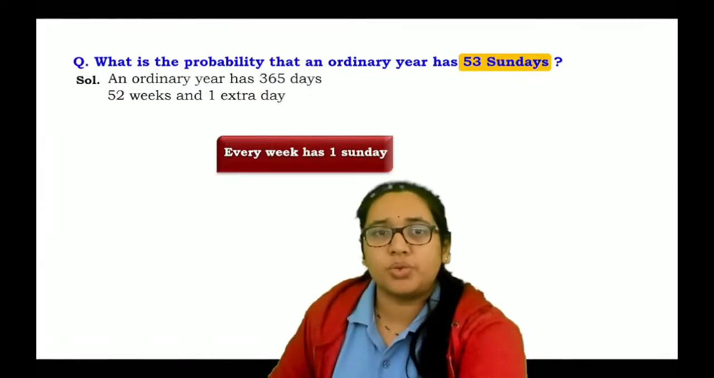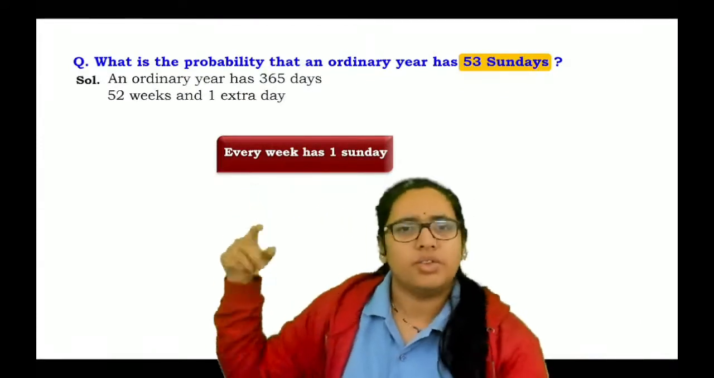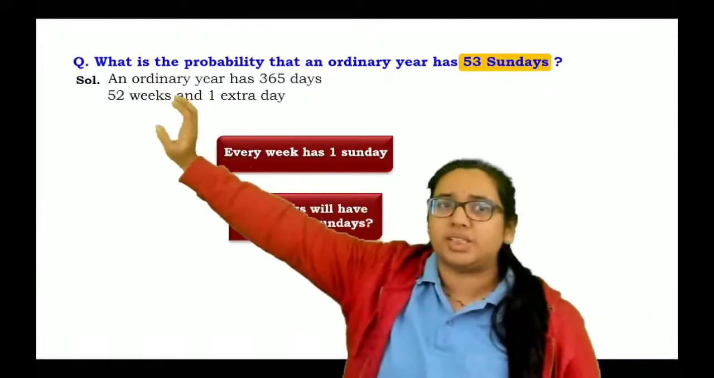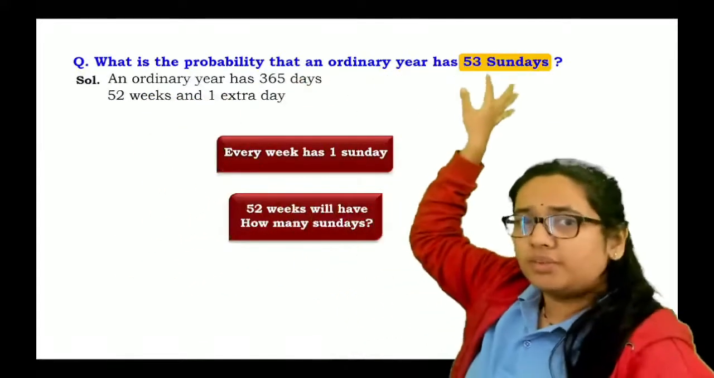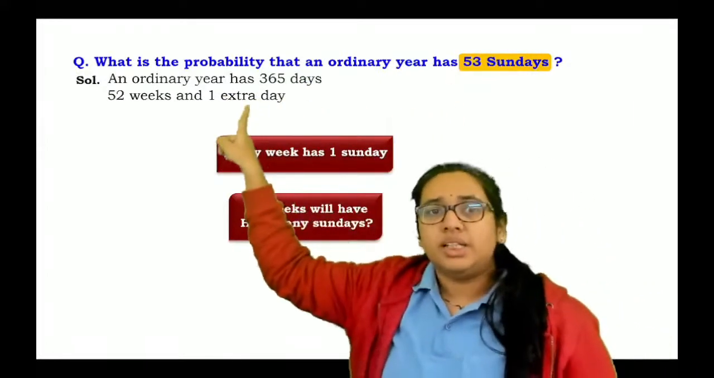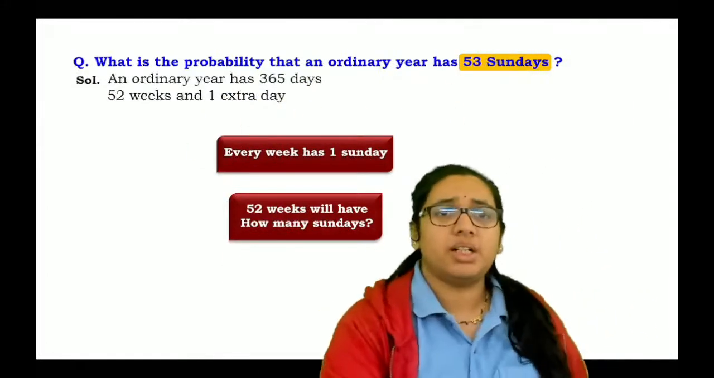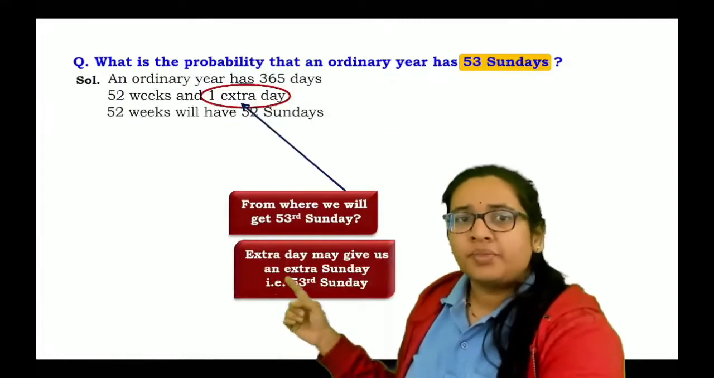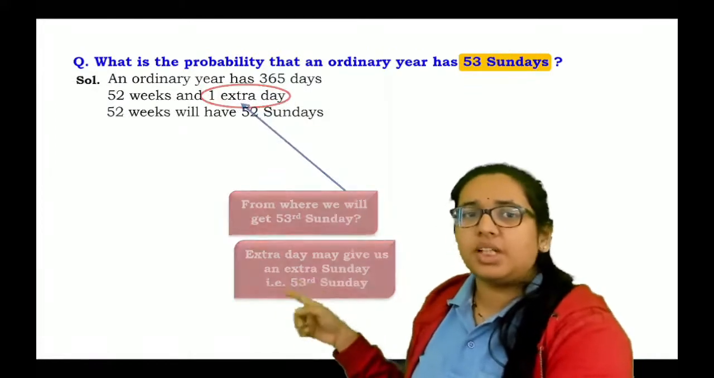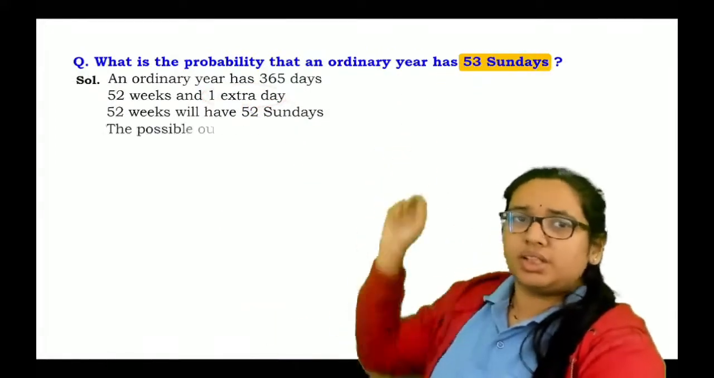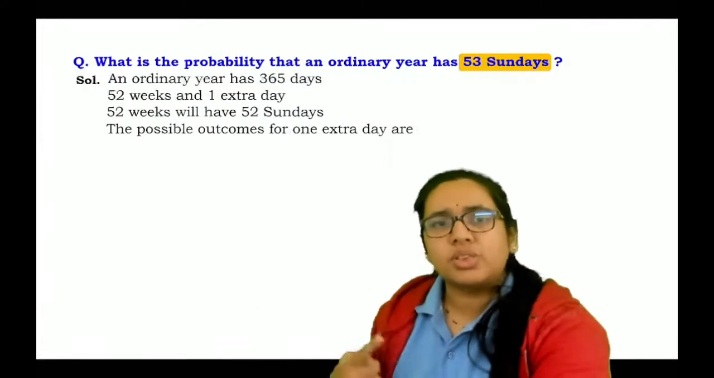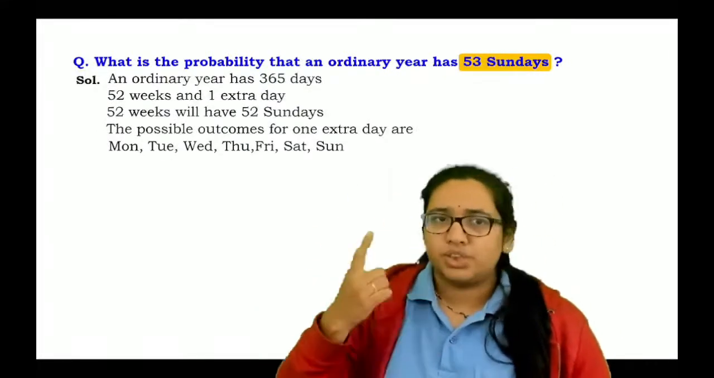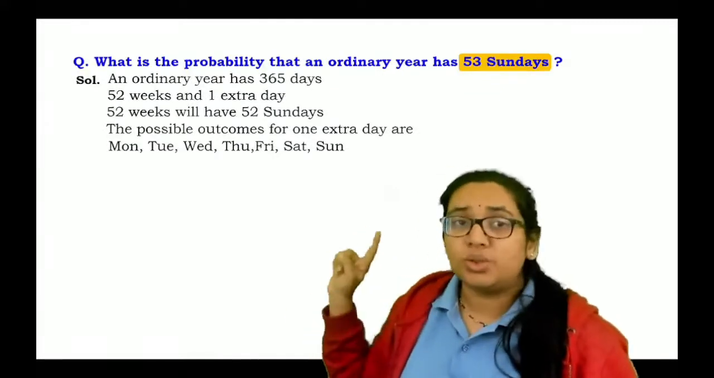Whatever you have to find out, you have to do it only for this. We know that every week has one Sunday, meaning you will get 52 Sundays anyway. But if you want 53 Sundays, then this extra day should be Sunday. The extra day may give us an extra Sunday, and only then will you get your final answer. Therefore, the possible outcomes for one extra day can be any of Monday, Tuesday, Wednesday, Thursday, Friday, Saturday, or Sunday.